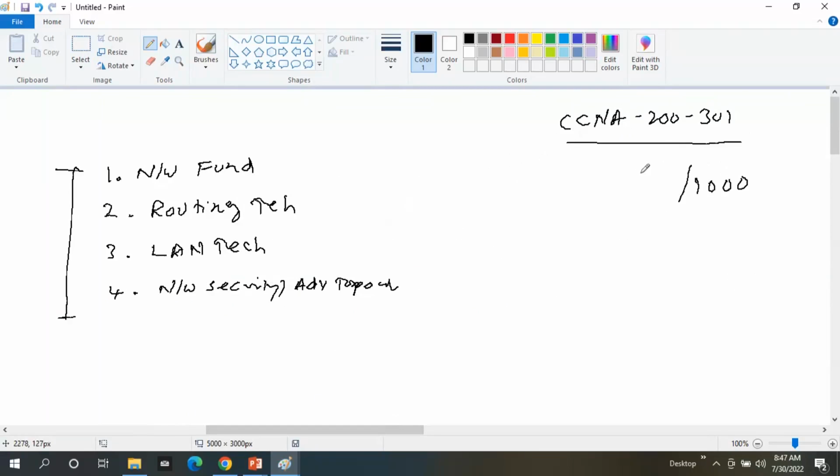It is for 1000 points. You should score 810. Almost 80 to 120 questions will be there, only in English. The pattern is multiple choice with single answer, multiple choice with multiple answers, drag and drop, scenario based, and simulation based. The exam cost is almost 325 US dollars, plus taxes, GST and everything. It's just basic information.